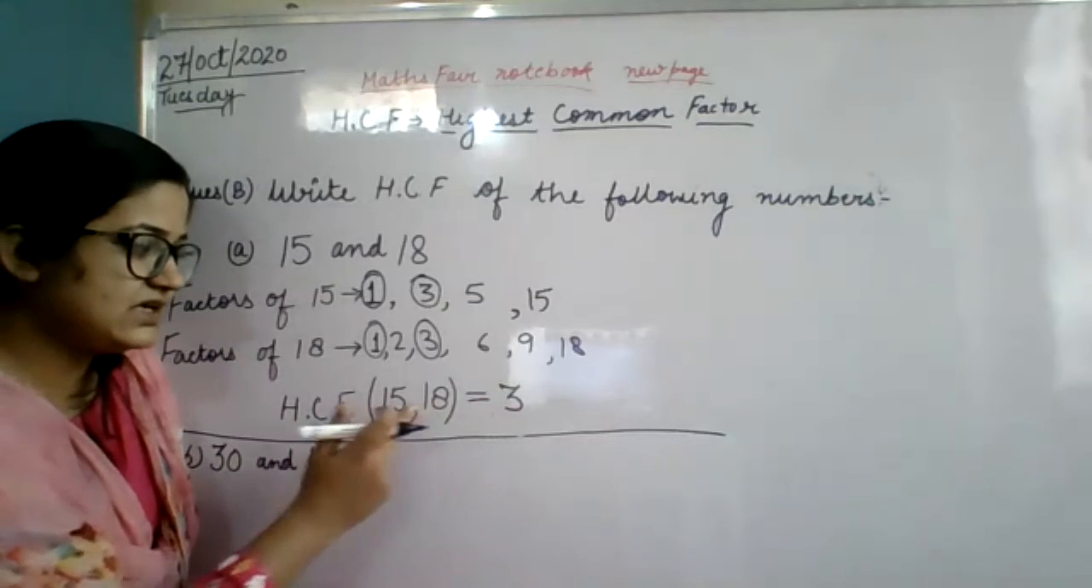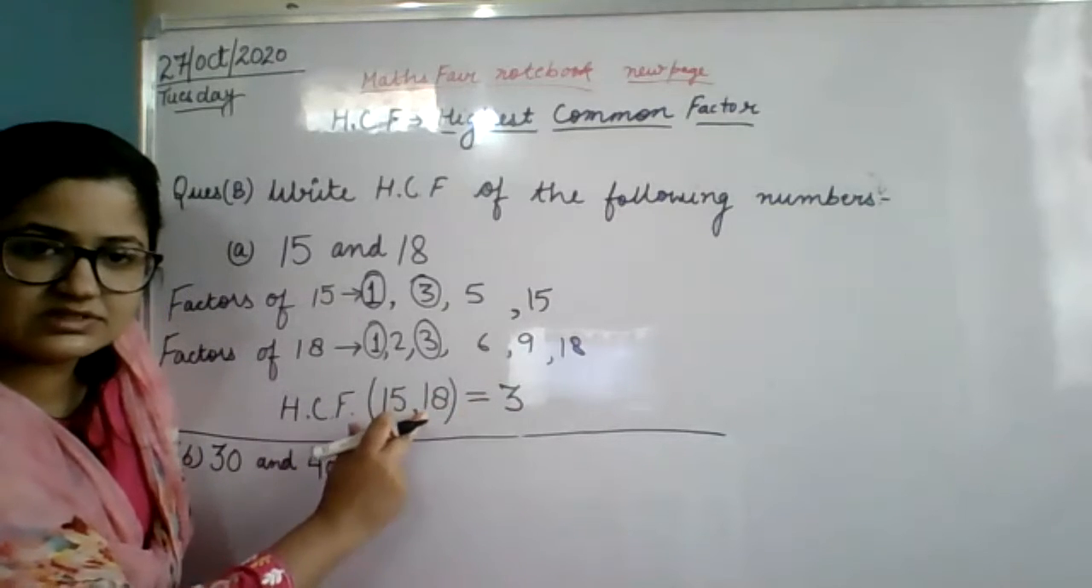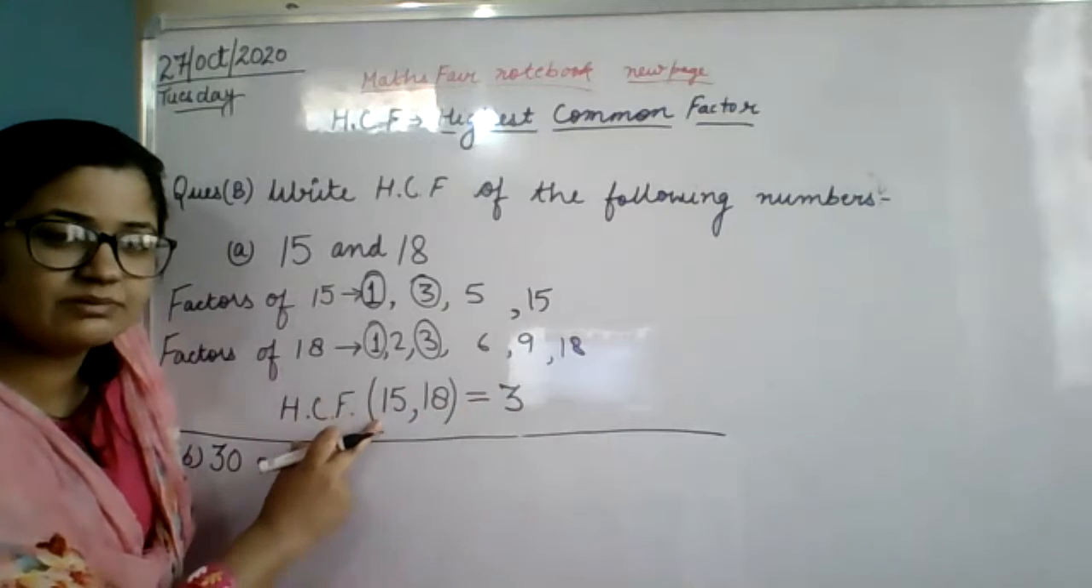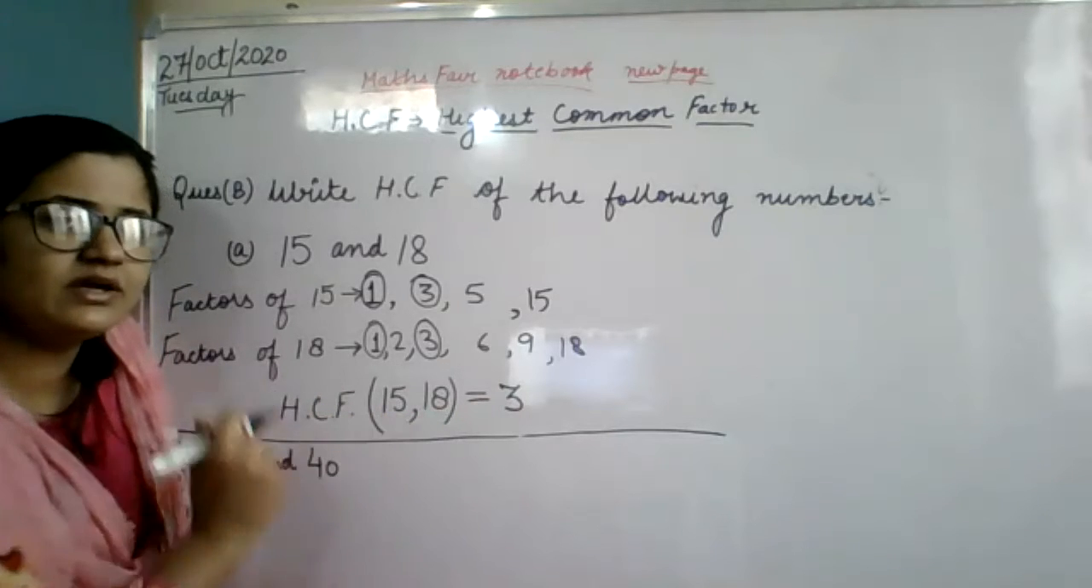That means this number is divisible by 3, and this number is also divisible by 3.